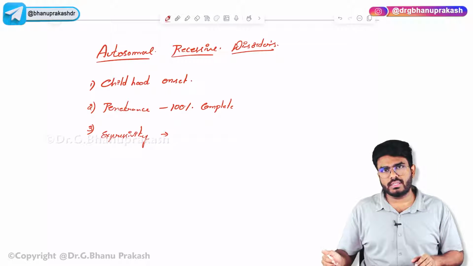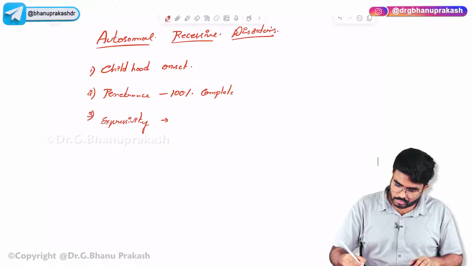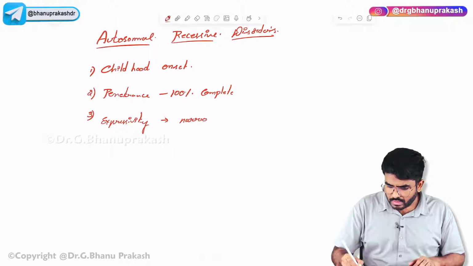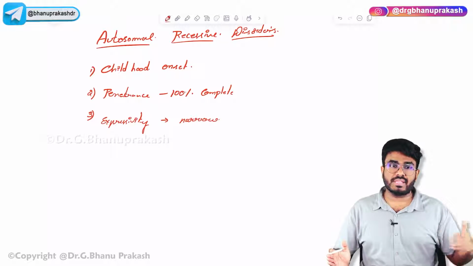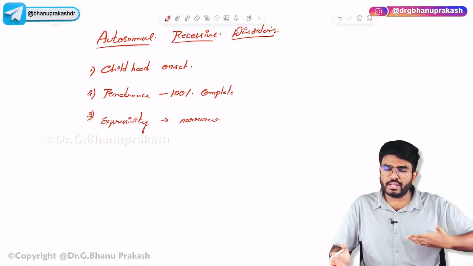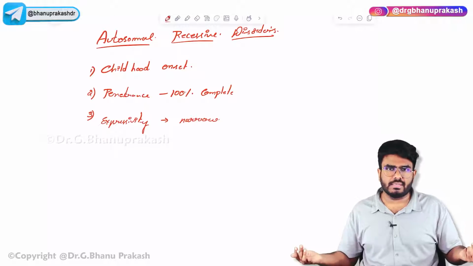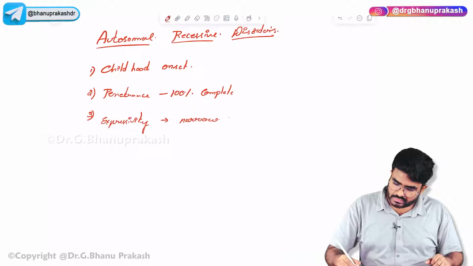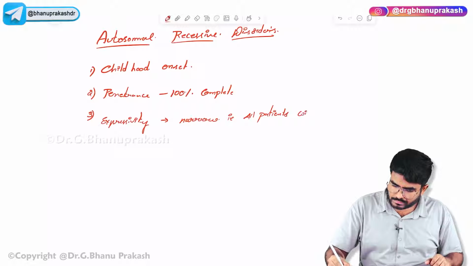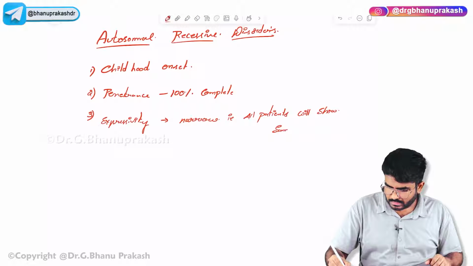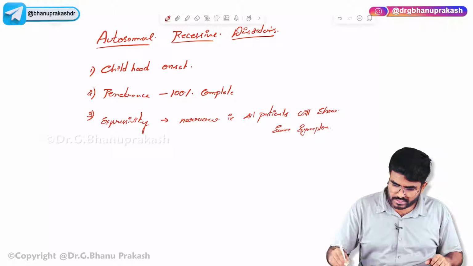Autosomal recessive conditions are not like that. Expressivity is going to be very narrow. Almost everyone with the disease has similar kinds of symptoms. The degree of symptoms is going to be almost the same in everyone. So expressivity is narrow, that is, all patients will show the same symptoms.